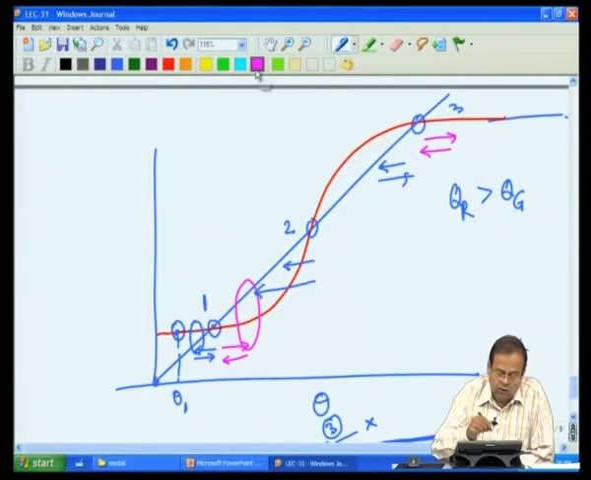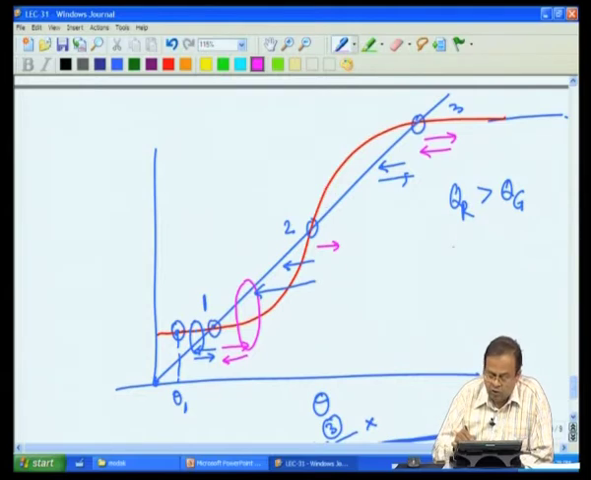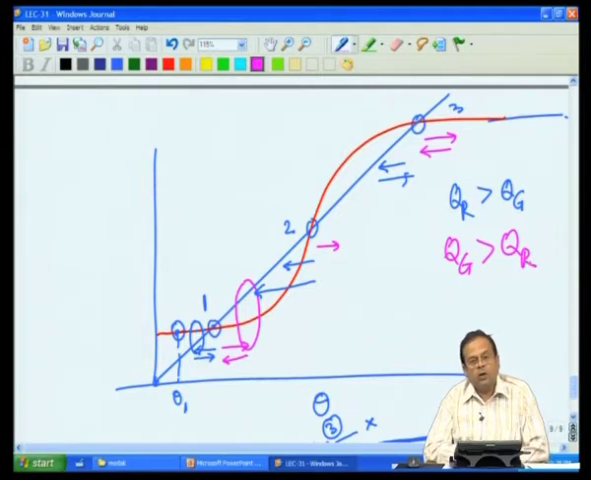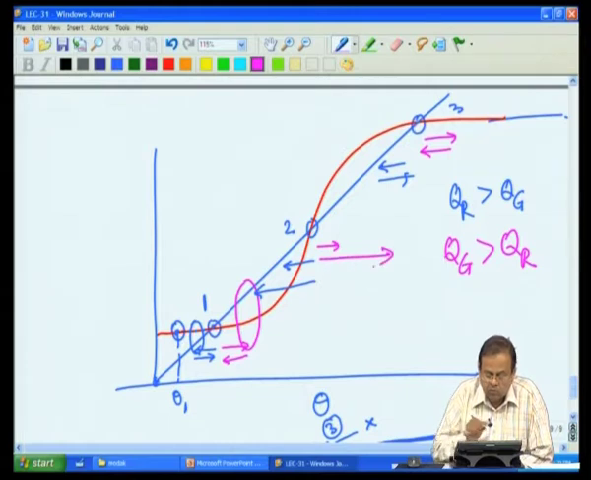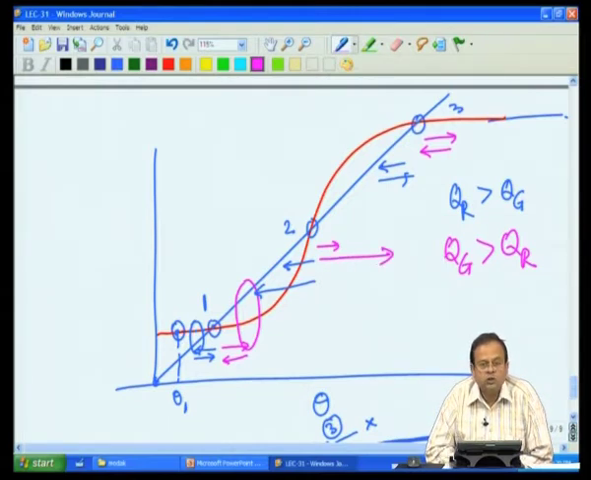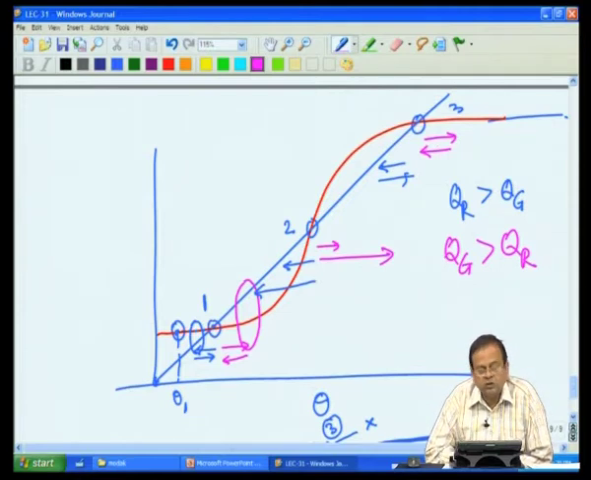Okay. Now, what will happen if I increase my temperature? If I increase my temperature, I see that QG is higher than QR. So, now QG is higher than QR. So, what will happen? Rate of heat generation is more than the rate of heat removal. So, we will have further increase in temperature. And how long can this go on? Till we come to this point 3, because here we saw that this is a stable steady state.